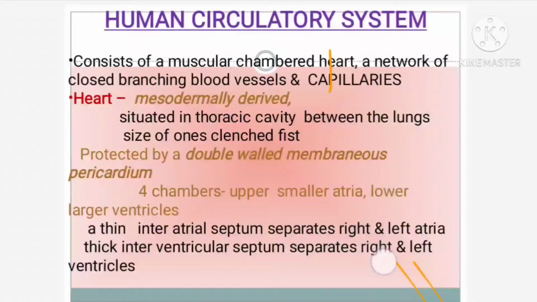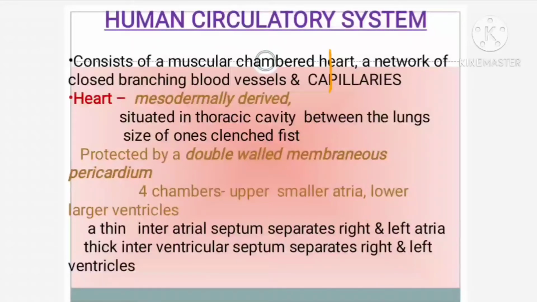When you are looking at the size of the heart, if you clench your fist, you can find out that the size of the heart is equivalent to one's clenched fist. It is present in the center between the two lungs, but it is tilted towards the left.